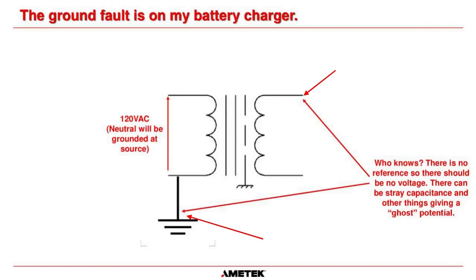But due to the way that electricity works, and nothing is ideal, there can be some stray capacitance and other things that can give it a ghost potential. In other words, a false reading. What you will see is if you do get a false reading, and if you connect your fluke to the positive here and to ground here, let's say it starts off at 60 volts DC, you will see that slowly discharge through your fluke meter, because your fluke meter is discharging that ghost potential.